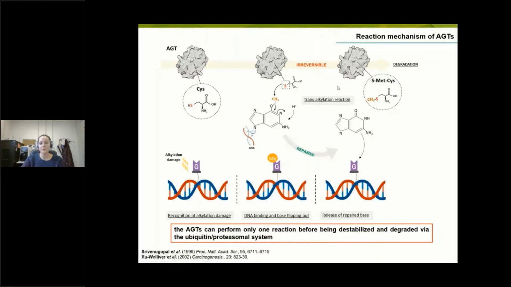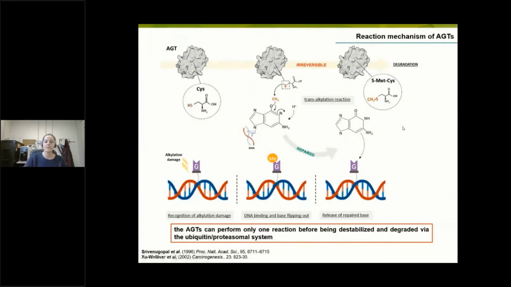And the peculiarity of this reaction is that the AGT protein can perform just one reaction before being degraded. And this is because in this alkylated form, this protein is very destabilized, maybe because of conformational changes that occur inside this structure. But given the instability of this protein, and in particular the mesophilic nature of the mesophilic AGTs, these conformational changes are still under study and are still unseen.